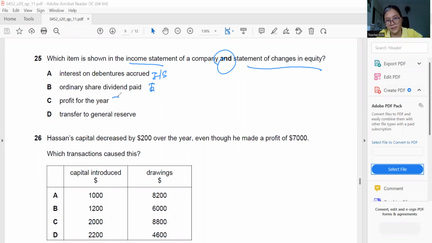Profit for the year: the income statement has it, and the statement of changes in equity also has it. Transfer, this is under the equity only. So appearing in both means C. 25 should be C. Now next, move on.